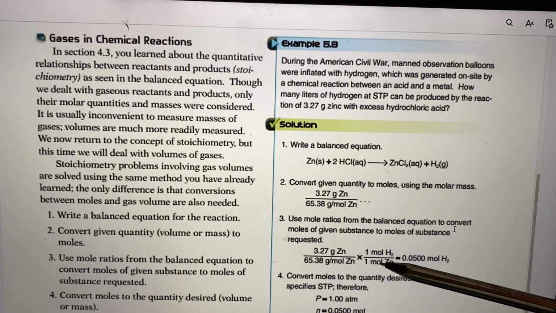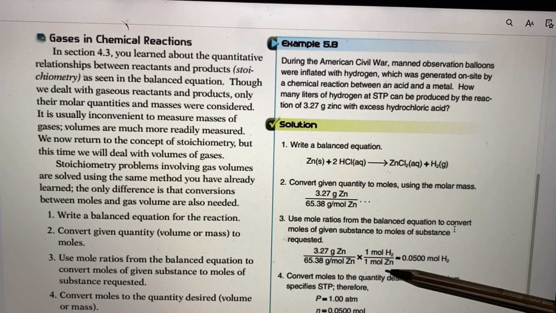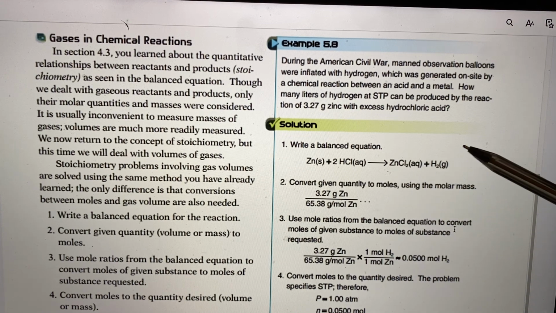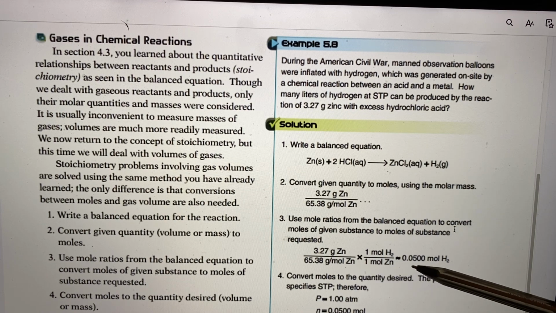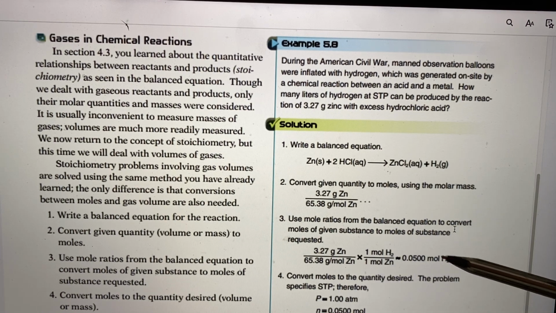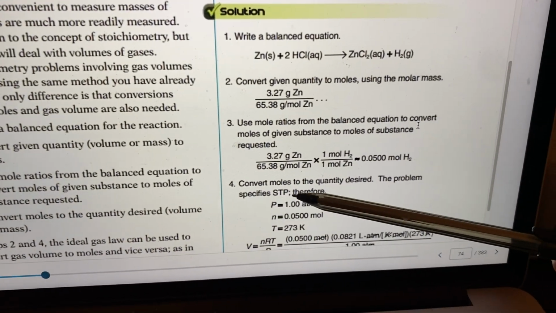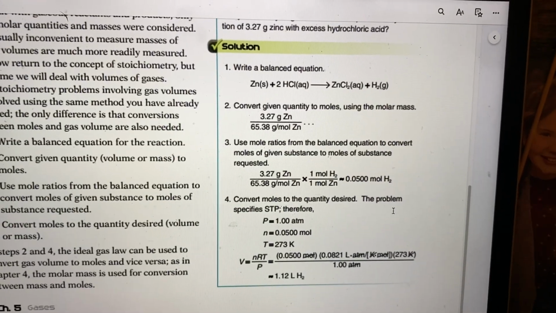You're going to have 1 mole of hydrogen to 1 mole of zinc, as you look at that. So here's the zinc and the hydrogen over here. And when you calculate it out, you're going to get 0.0500 moles of hydrogen. And then you're going to convert the moles to the quantity desired. So let's figure that out.